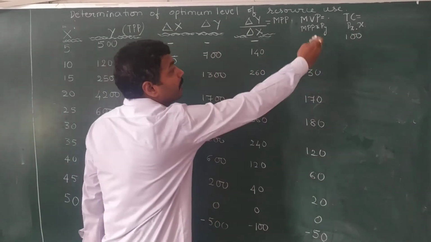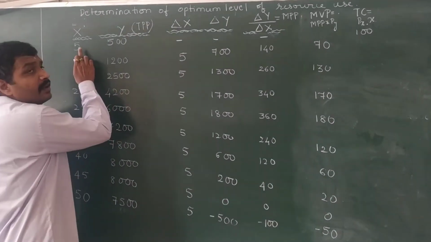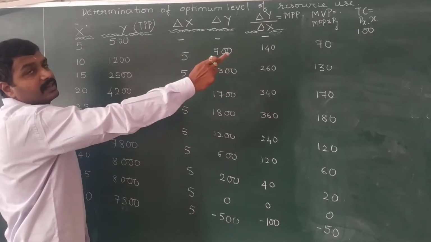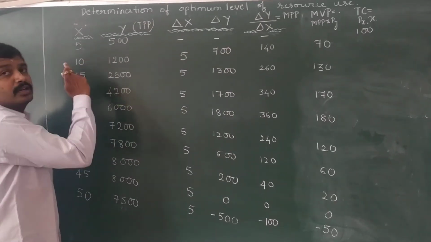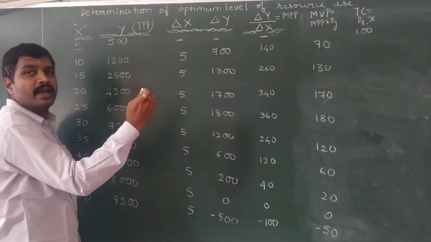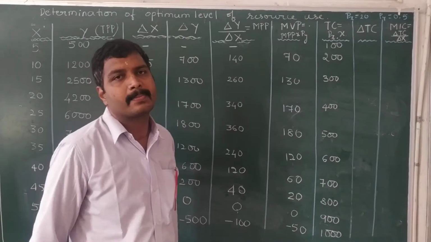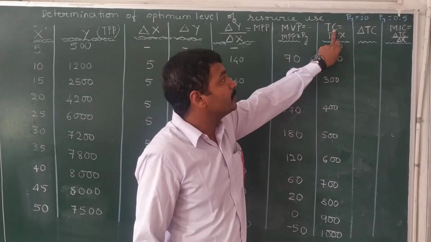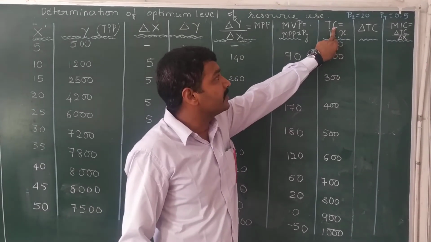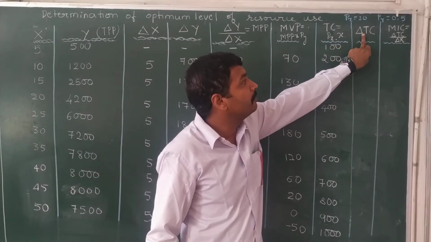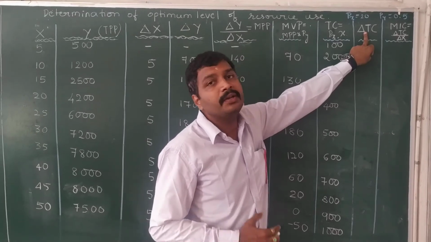Okay, and you need to repeat the procedure, that is 5 into 20, that is 100. Next is 10 into 20, that is 200. You need to repeat the procedure for the rest of the input usage. So once you determine TC, from that you need to determine the change in TC.